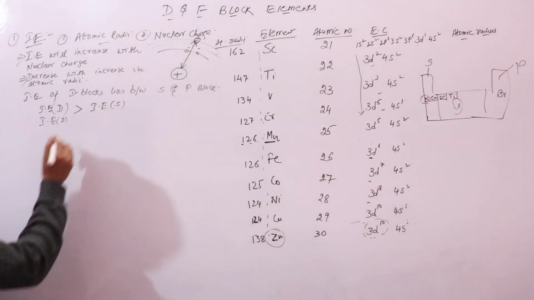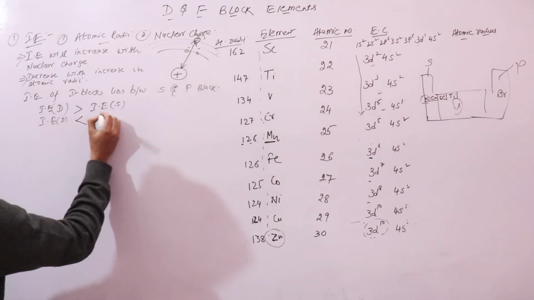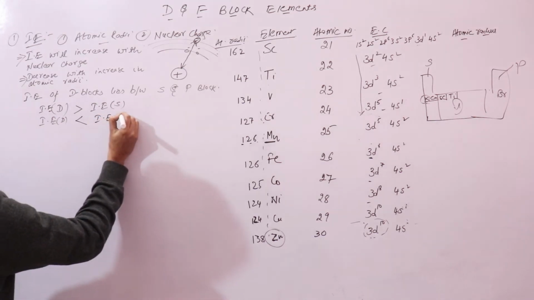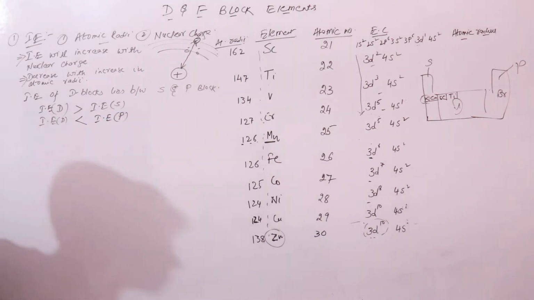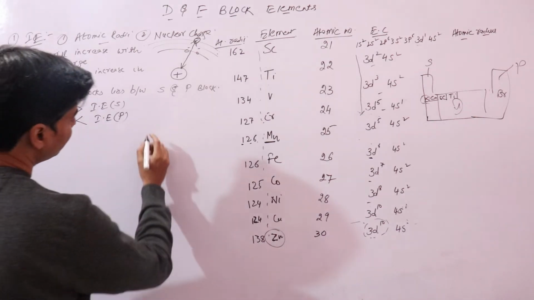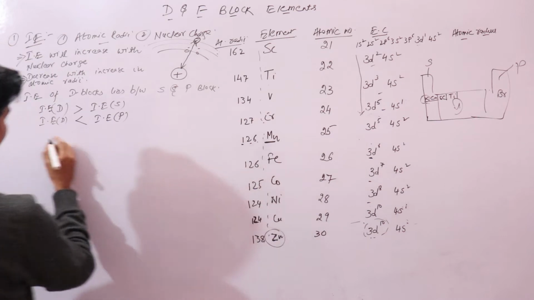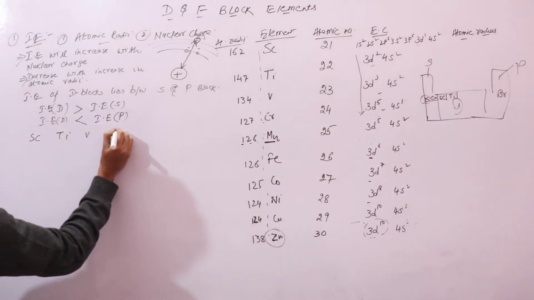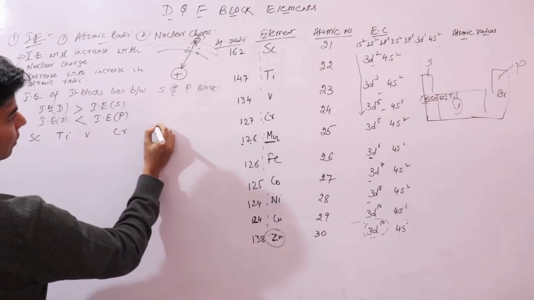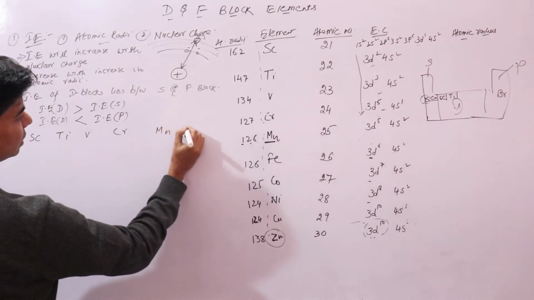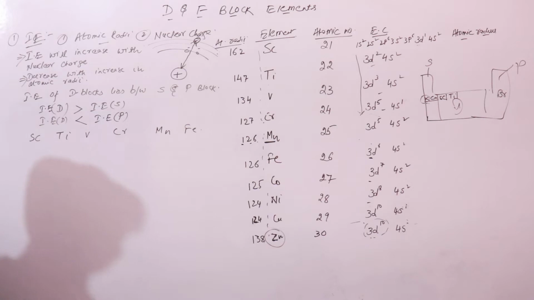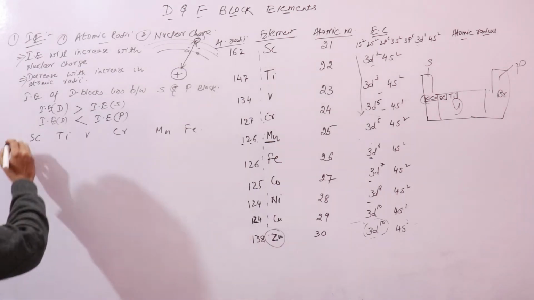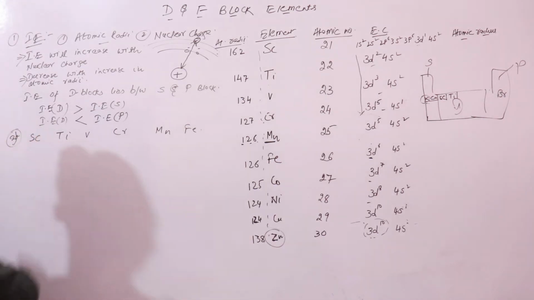So ionization enthalpy of d block elements would be less than that of p block elements, right? Now let's concentrate only on d block elements. You have Sc, Ti, V, Cr, Mn, and Fe, right? Fourth period, or 3d series. This is your 3d series.